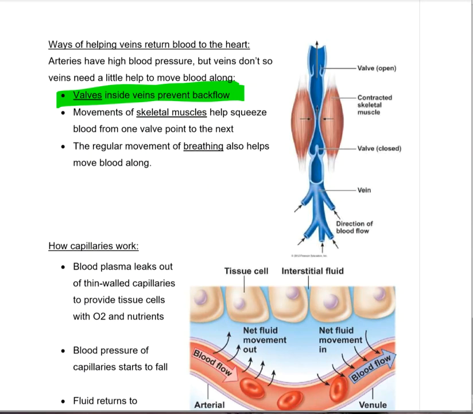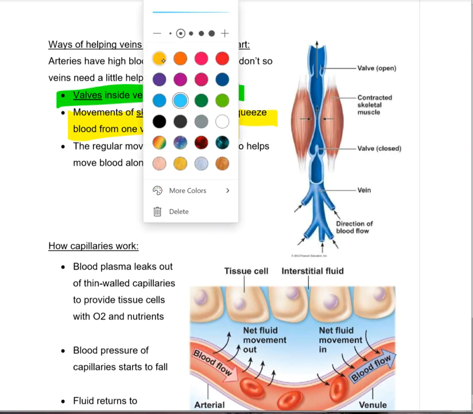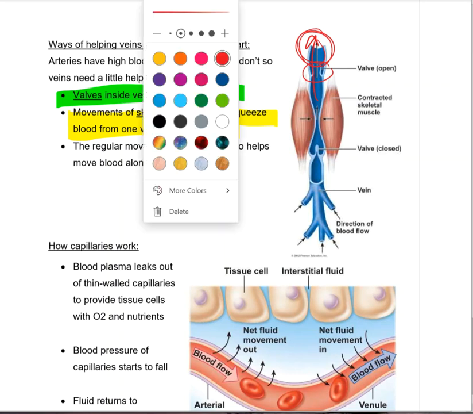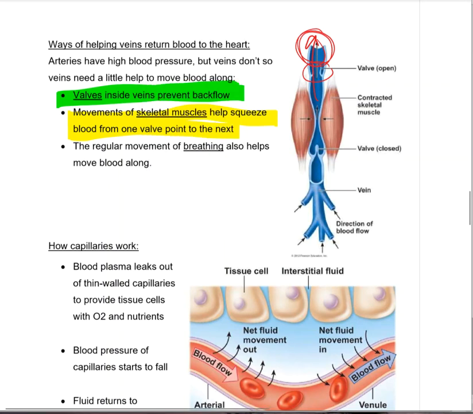But then we also use our skeletal muscles to squeeze blood from one valve point to the next. So imagine if every time you move, your muscles squeeze a little and push some blood up to here above this valve. And then when we relax and blood wants to go back down, those valves close and the blood is now in this little area. And so the skeletal muscles help with this process. Okay?